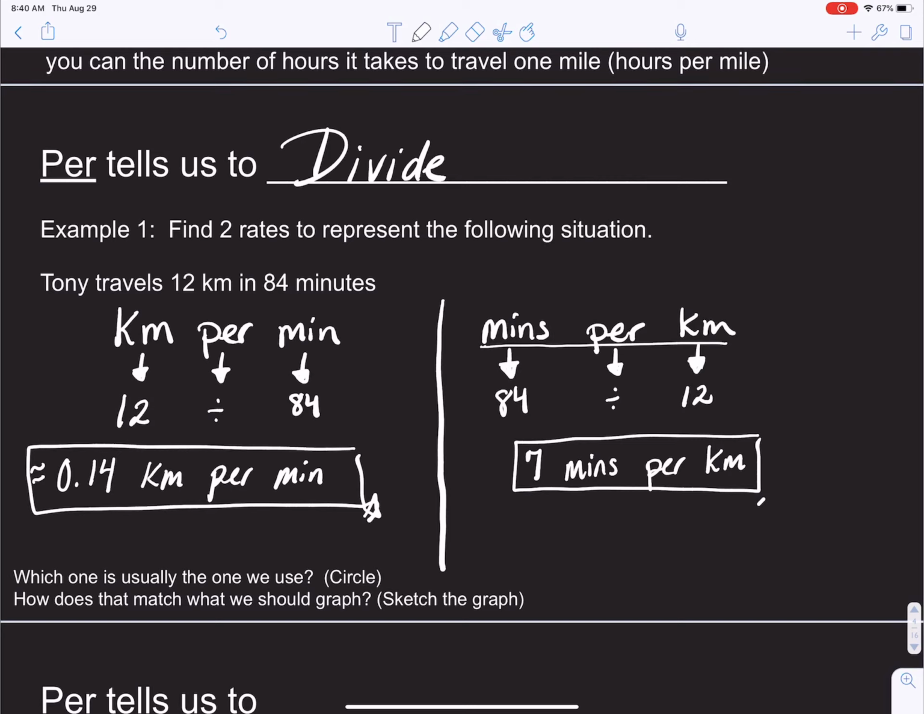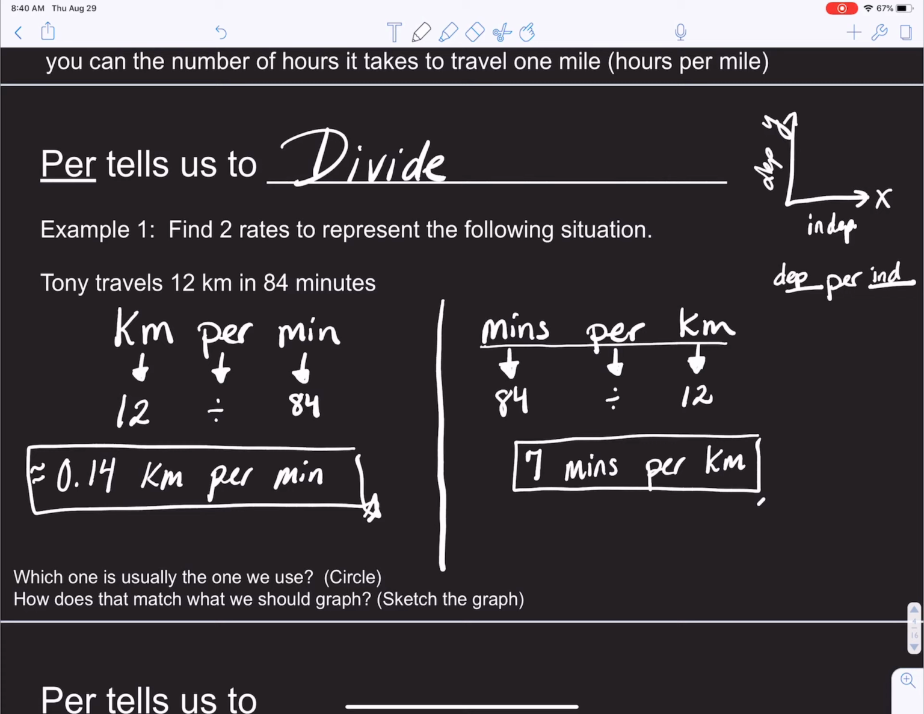I put some things on there for us to think about. Which one do we usually use the most? And how does that match what we're graphing? It depends. If we're trying to make a graph, we have our independent variable on the x-axis and our dependent variable on the y-axis. We're looking for a unit rate of something per one of something else, so we're really looking for the dependent per the independent.